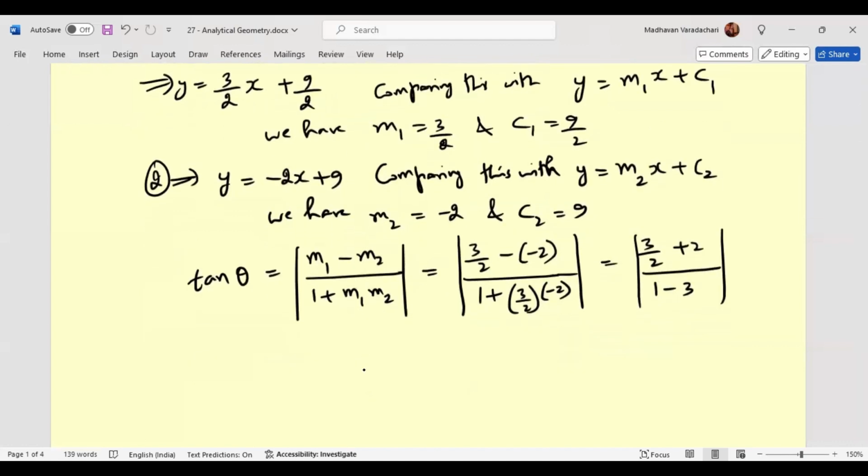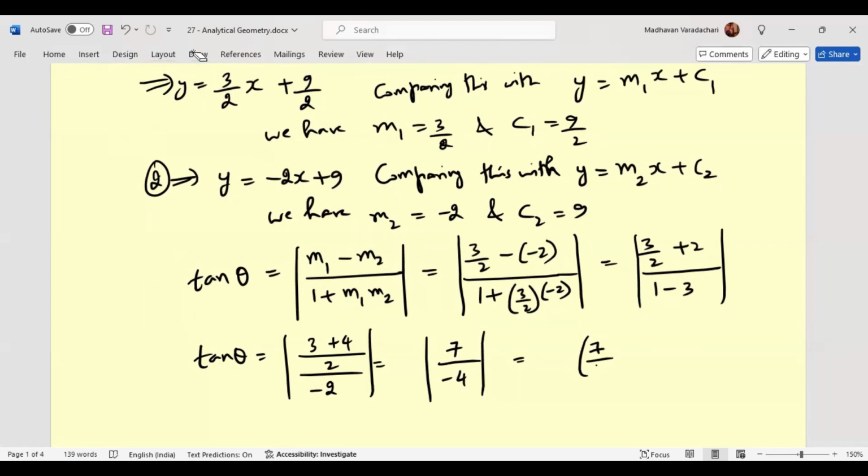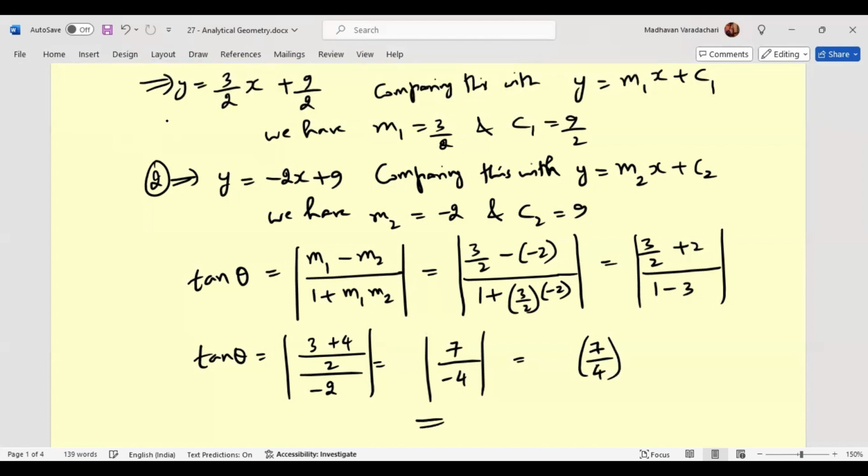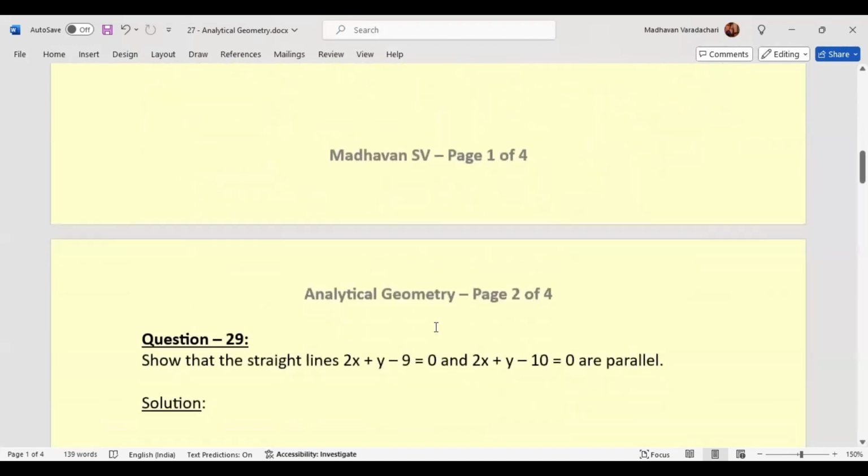So calculating this, we will have LCM is 2, 3 plus 4 divided by -2. So we will have modulus of 7 by -4 and will come 7 by 4 modulus, which means our angle theta will be tan inverse of 7 by 4. That is the solution for this question. Let us move on to the next one.